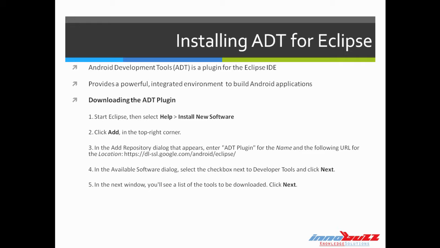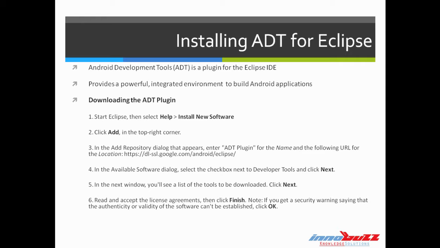In the next window, you will see a list of the tools to be downloaded. Click Next. Read and accept the license agreements, then click Finish. If you get a security warning saying that the authenticity or validity of the software can't be established, click OK. When the installation completes, do restart Eclipse.